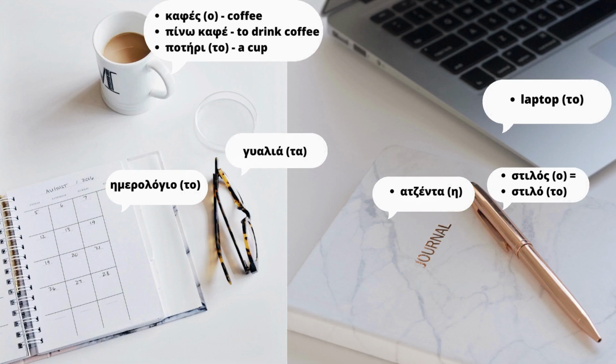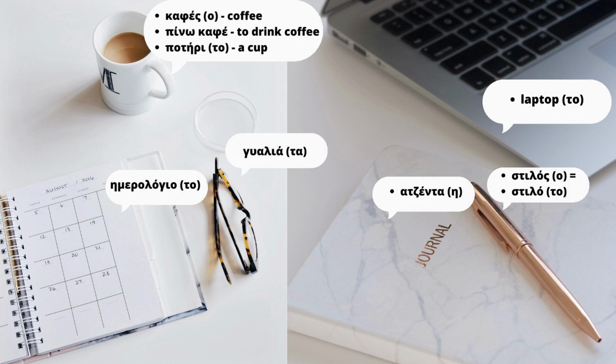On the next slide, we have again few words related to the office. So we have a laptop here, and we use the same word in Greek, to laptop. This is a neutral gender word, and we don't change it according to the case because it's a foreign one. To laptop, it's always to laptop in any gender.